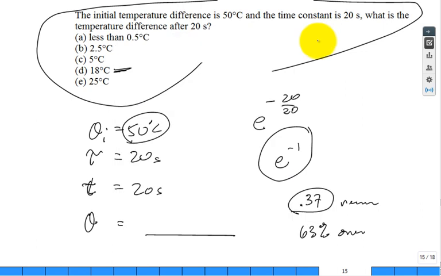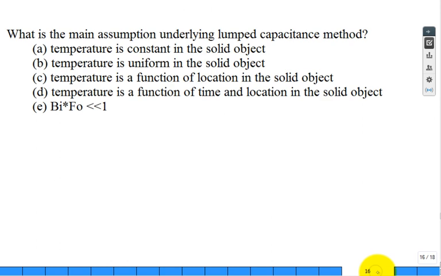Very nice. All right. What is the main assumption underlying the lumped capacitance method? Temperature is constant in the solid object. Temperature is uniform in the solid object. Temperature is a function of location in the solid object. Temperature is a function of time and location in the solid object, or that the Biot number times the Fourier number is much, much less than 1.